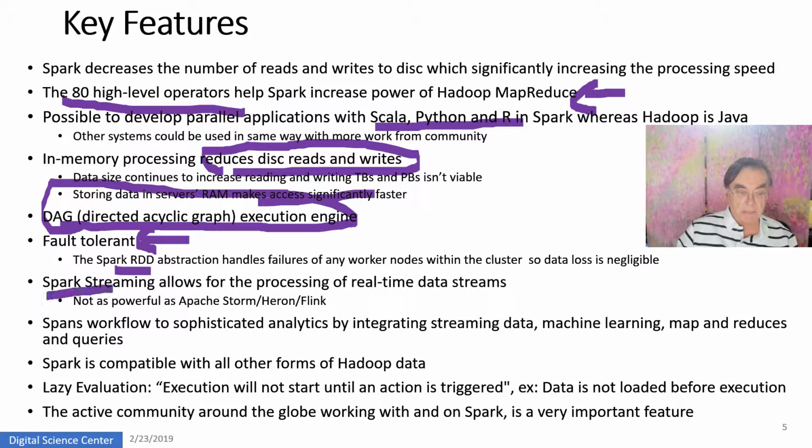And I say, streaming certainly does real-time data systems with the limitations I described. It does a range of things which are done separately. It does workflow, because it can spawn and link with the data flow graph different jobs. And that can link machine learning, mapping, and reducing, and queries, and streaming. And it's compatible with all forms of Hadoop data. I mentioned lazy evaluation. And there's a huge community. If you look at the number of meetups and things, Spark has many more than Hadoop.